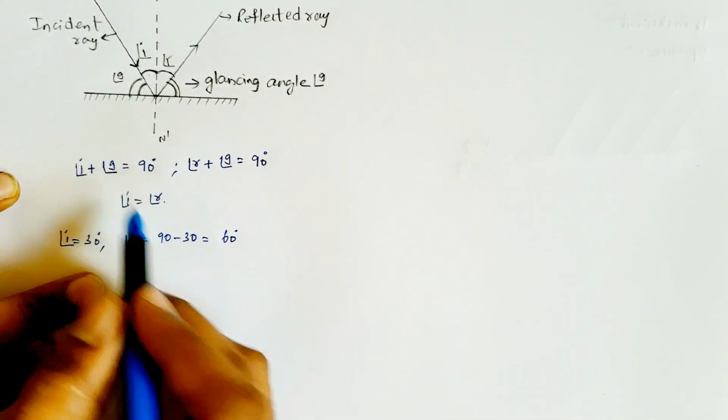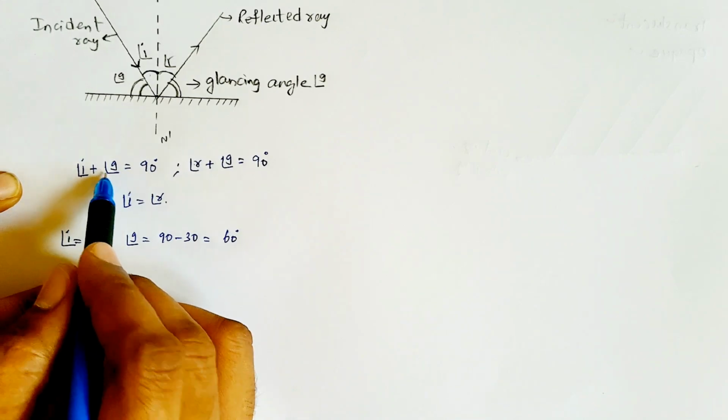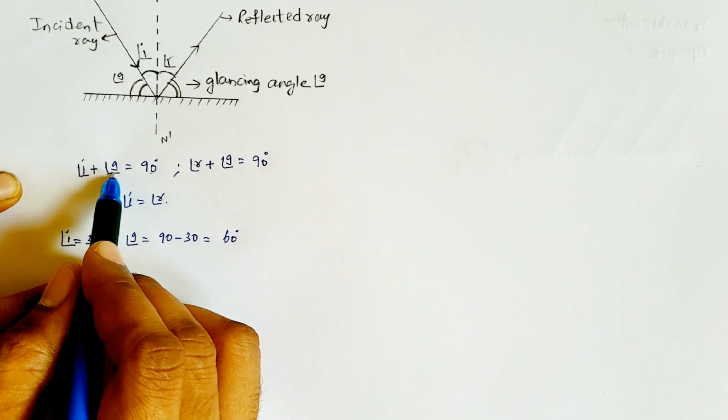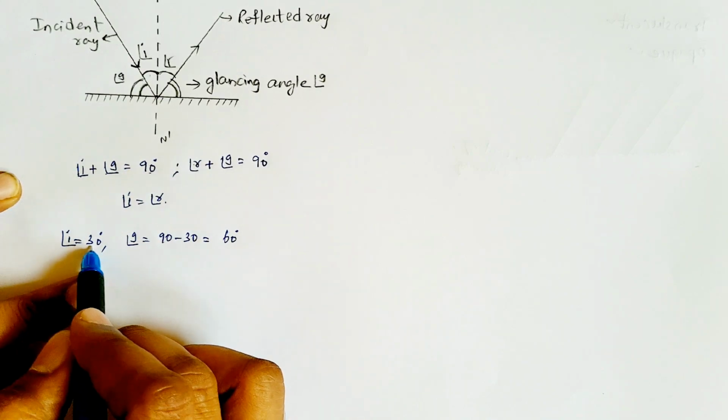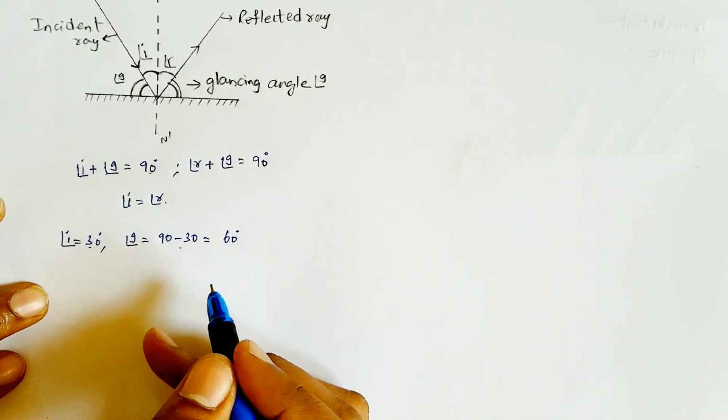How did we get this one? From this: angle I plus angle G is equal to 90 degrees. If you want to find angle G, send angle I to this side. It becomes 90 minus angle I. Angle I is 30 degrees, so it is 60 degrees.